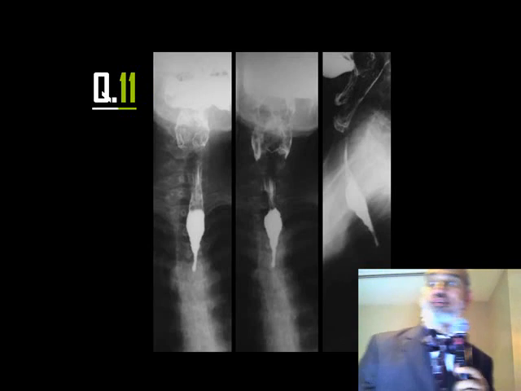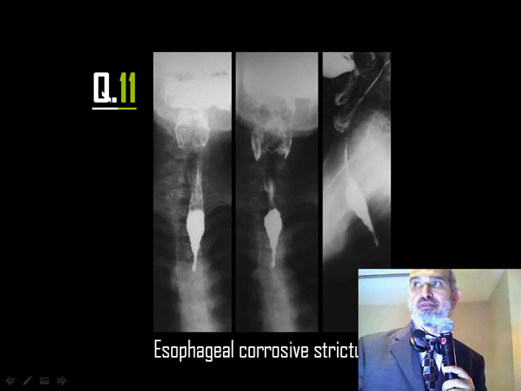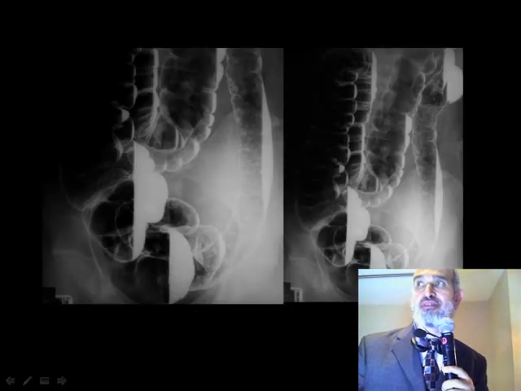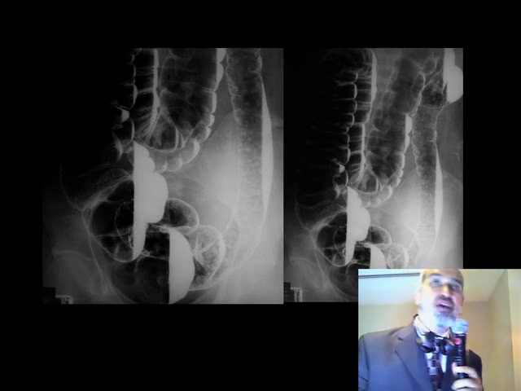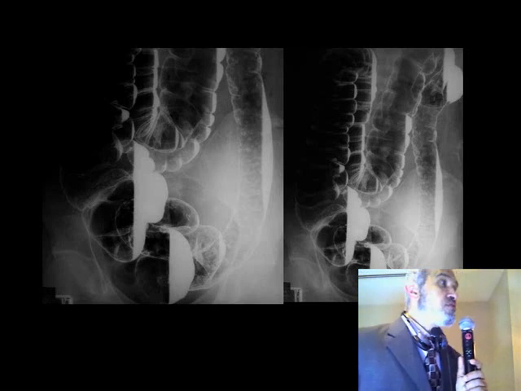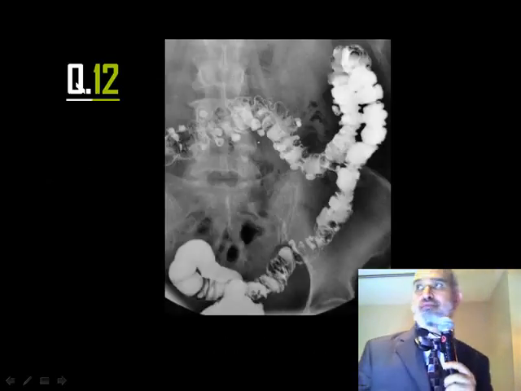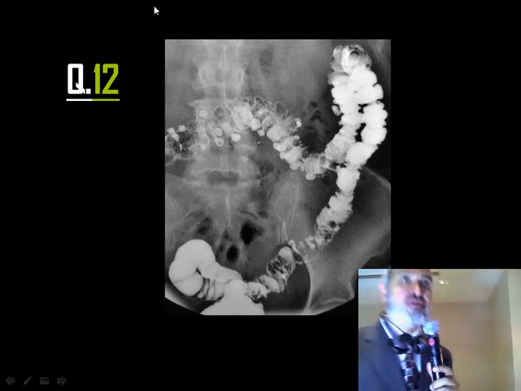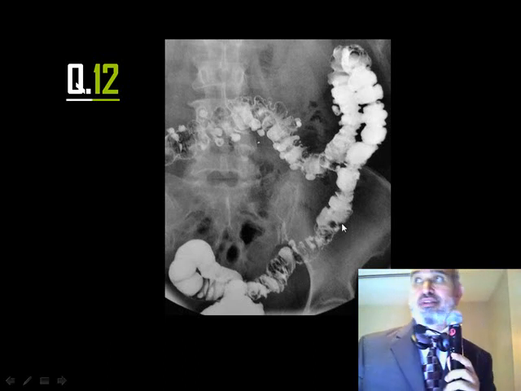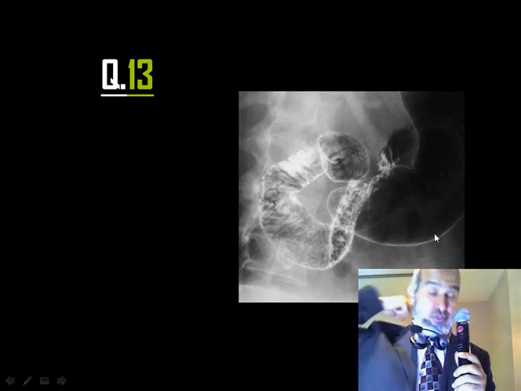Okay. Which part? Esophagus. What is the diagnosis? Corrosive stricture of the esophagus. Very good. Okay. What is that? Colon, barium enema. What is the diagnosis? Ulcerative colitis. There is loss of haustra in the colon, and you got minute ulcers all through the colon. Okay. What do you think? Colon. What's the diagnosis? Diverticular disease of the colon. Yes, this is true.